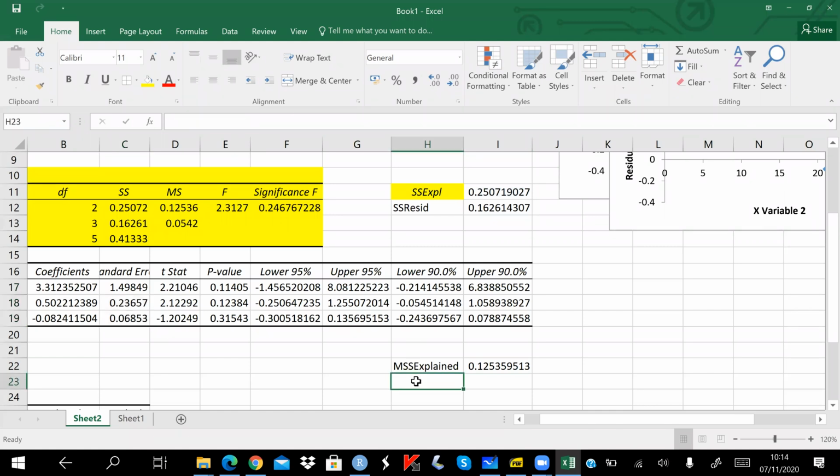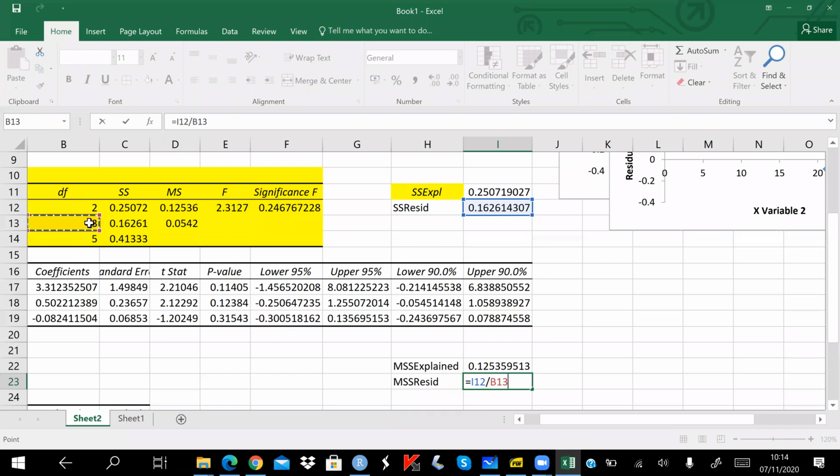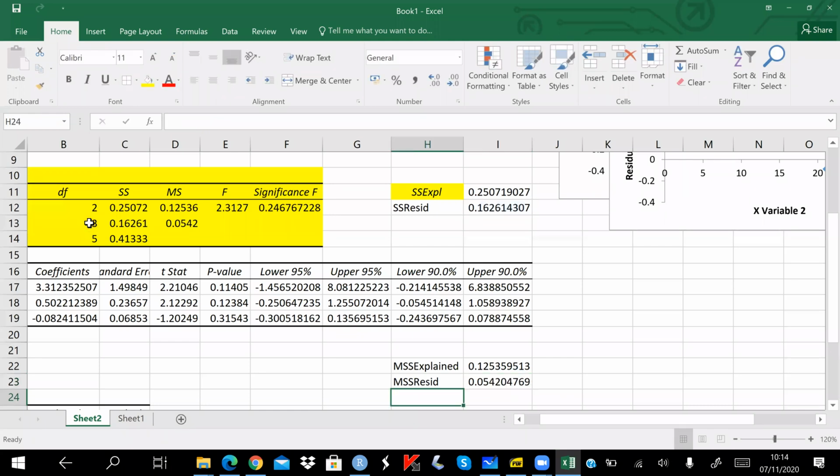Then the mean sum of square residual, or unexplained, will be given by this value here divided by the degrees of freedom, which is here 3. There are 3 degrees of freedom because the degrees of freedom for the residual is n minus k, where n is 6 and the k is 3.